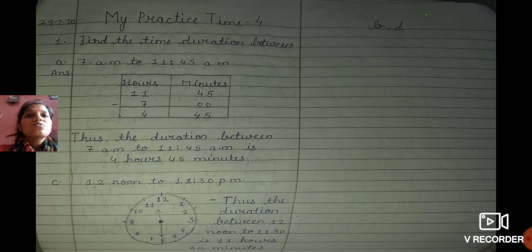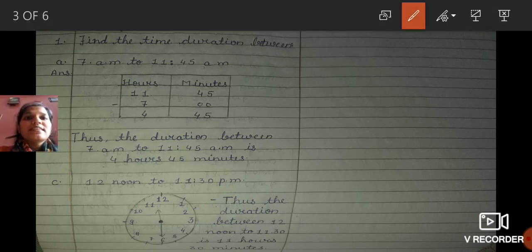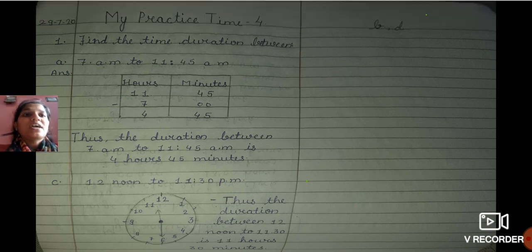Okay, so now students, in the C question we can see 12 noon to 11:30 p.m. 12 noon means 12 afternoon. There is a timing, that is 12 o'clock of afternoon, 12 p.m., and it is there from 12 to at night 11:30 p.m. So here we have to find the duration between these two timings.